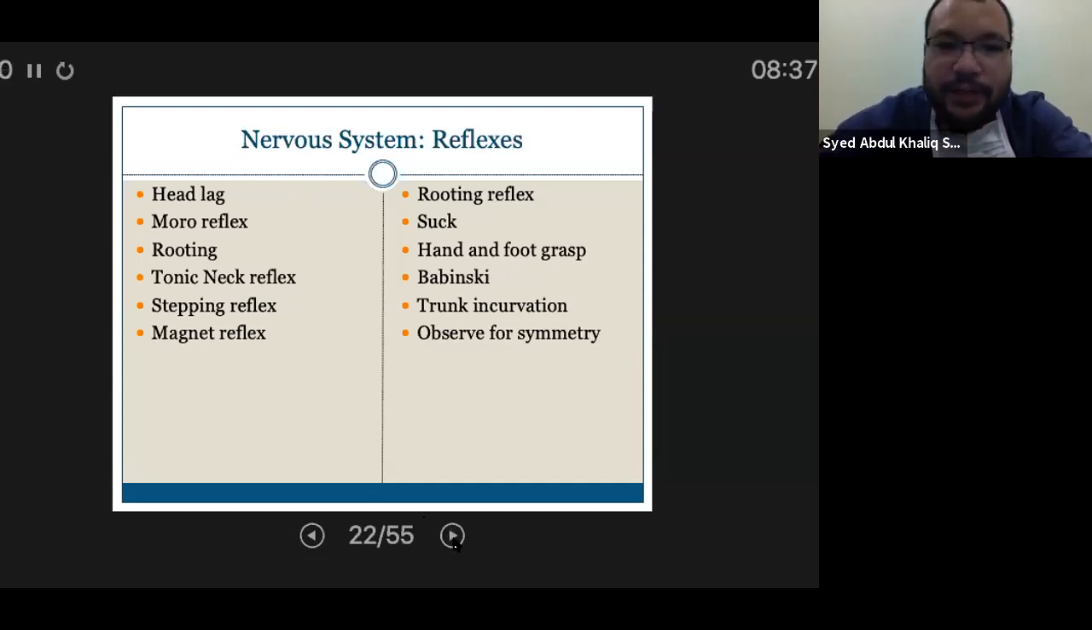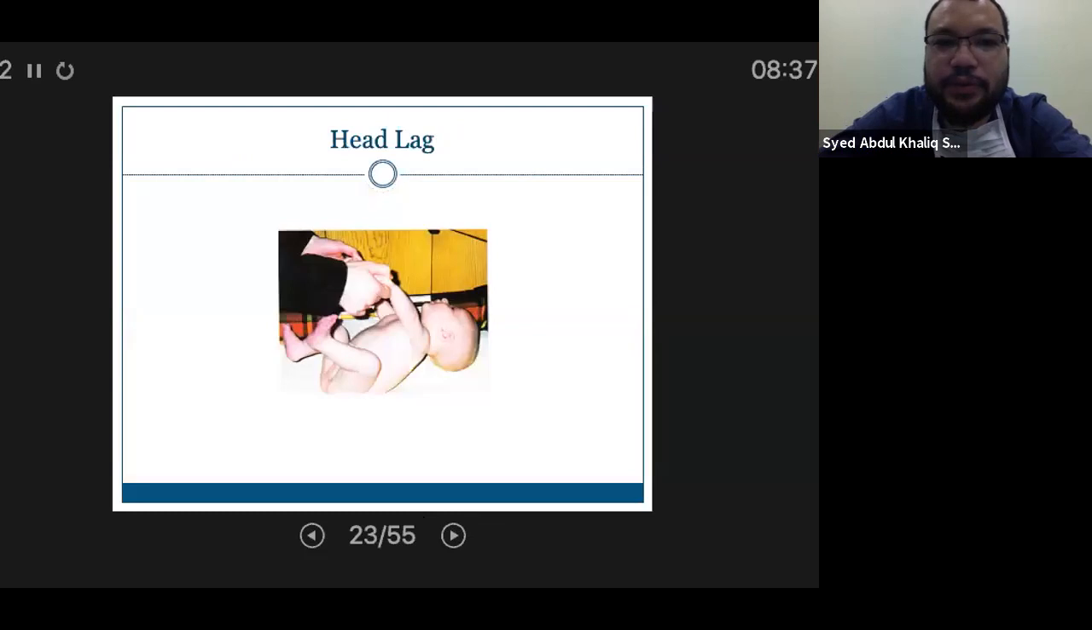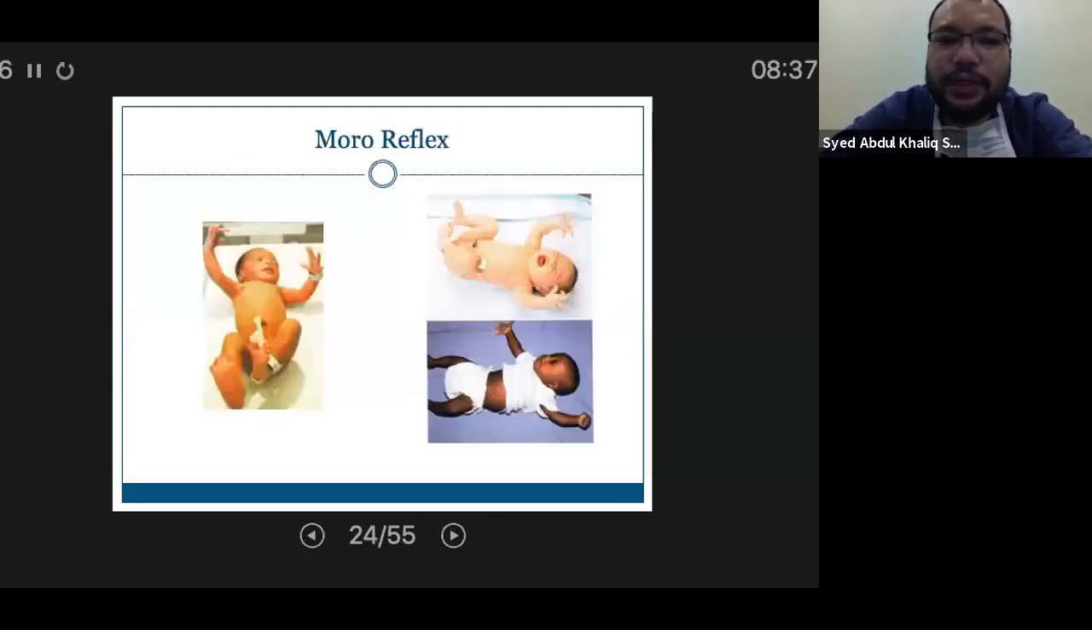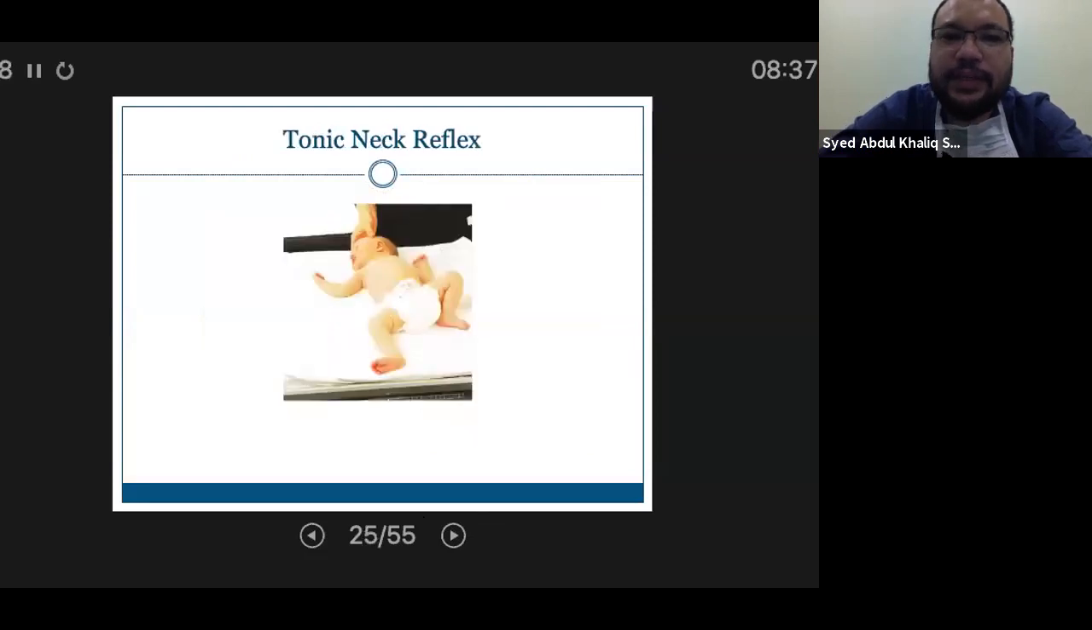Okay, alright. Let's go to the next. So head to leg, you assess the head to leg. You check for Moro reflex. Tonic neck reflex, as I said, you turn the head to one side, and the baby will assume the fencing position, like this. So the side that the head turns to will extend a bit, and the opposite side will flex.